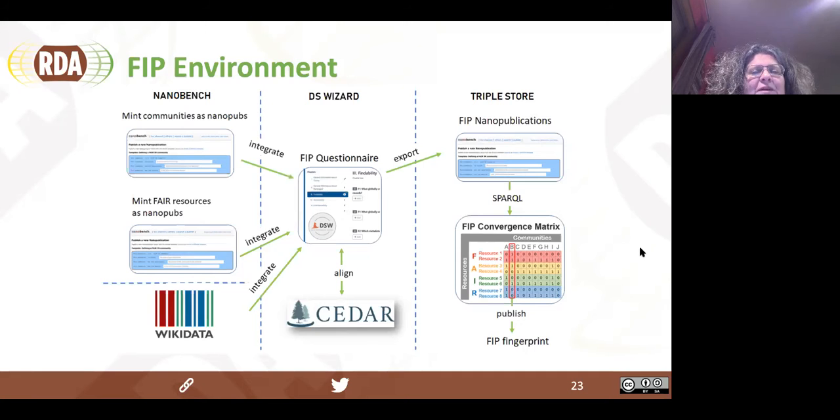And this is the FIP environment. What are we using? We are using a very nice tool from DataSearch called Data Search Wizard, which enables us to put our questions there, and which is able to link to existing resources that can come from different third parties. We have included Nanobench here as a possibility to mint resources, to get a GUPRI for each resource, and to mint a community, because we also have to get a globally unique identifier for this community. But you could also include Wikidata and other resources with a persistent identifier.